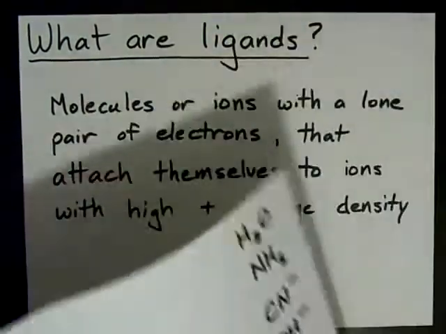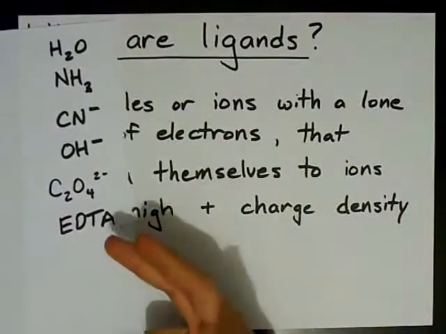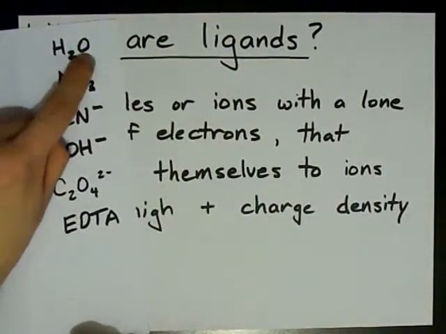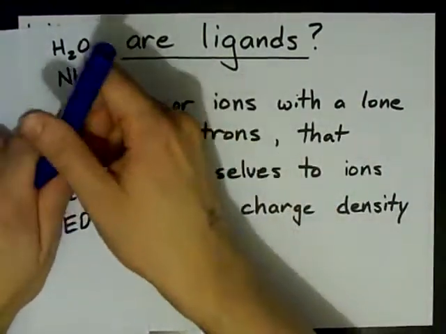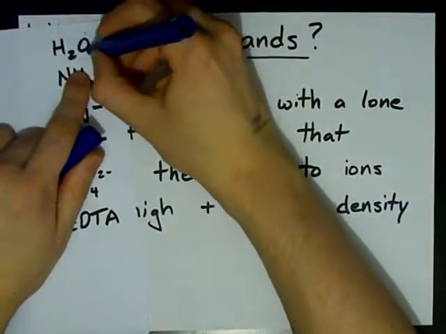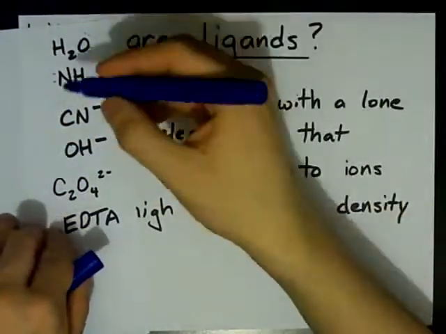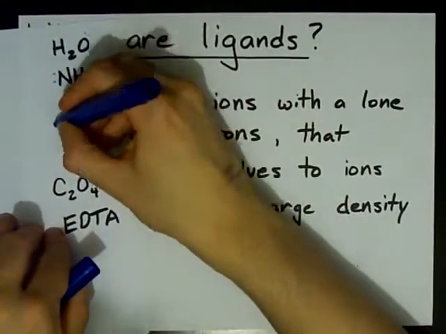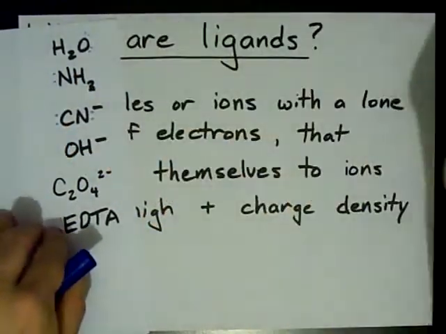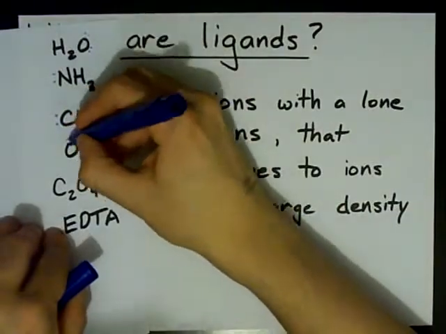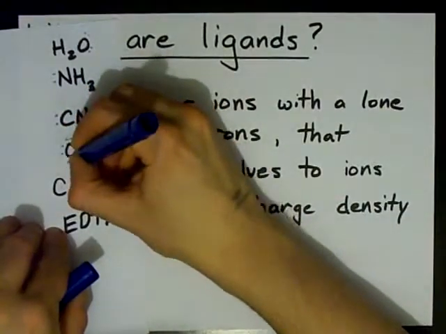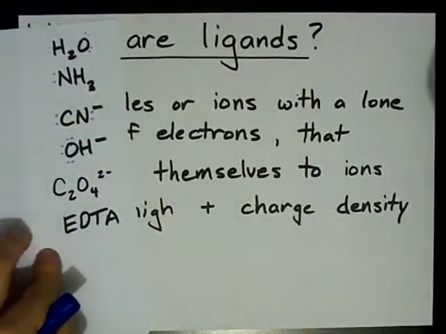Take a look at this list of great ligands. H2O, that oxygen, has 2 lone pairs of electrons. NH3, a nitrogen, has 1 lone pair. A CN- ion has a lone pair on the C and on the N. This OH- ion, or hydroxide anion, has 3 lone pairs.